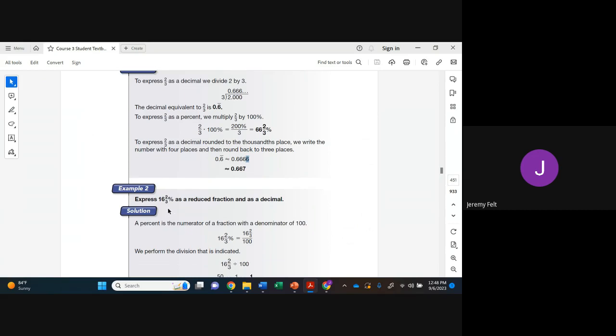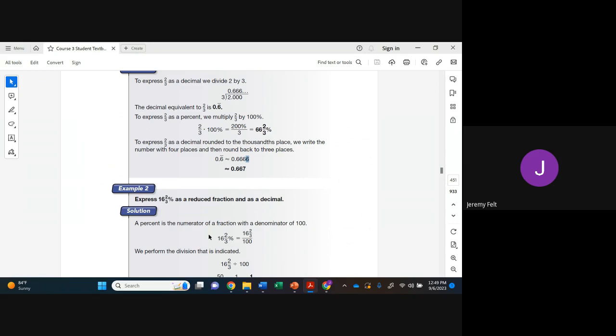Okay, if we do 16 2/3, that's our percent. We want to work back to a fraction. Well, 16 2/3, we're dividing by 100. This would be 16.6 repeating forever. So again, we could do the decimal and then move it 2 places to the left.